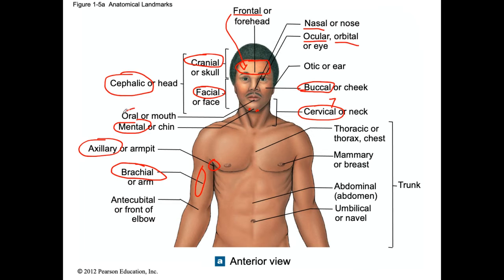When we talk about the mouth, it's oral. The belly button is umbilical. The abdomen is abdominal. The breast is mammary. And when we talk about the chest, they either use the word thoracic or thorax. There are 12 thoracic vertebrae. There are 12 bones from here to here, just on the posterior side. This entire region is referred to as the trunk. For ear, we use the word otic. Otic is ear.